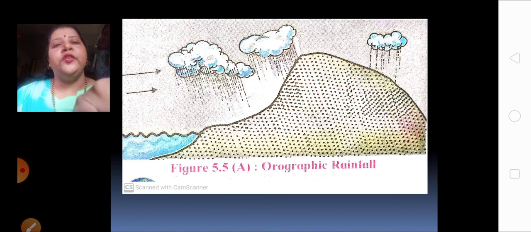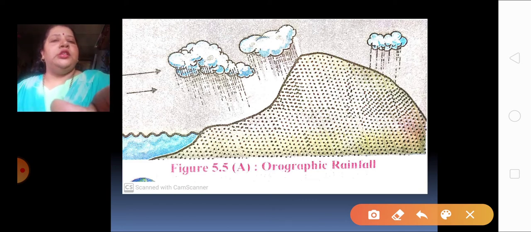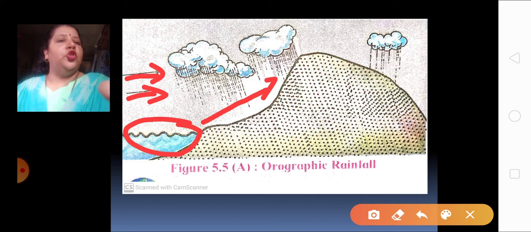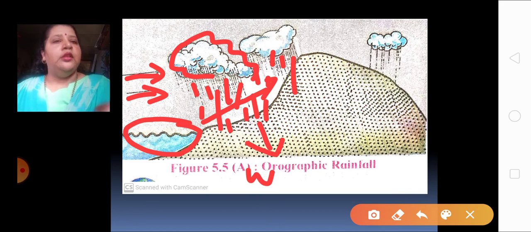Now children, if you see this picture over here, it is a picture from your textbook itself. This is your water body. The winds, you can see these arrows over here. These are the winds going. These winds travel upward like this, along the slope. And cloud formation is taking place, and just because of this, what happens? The rain falls over here, and this is called as the windward side. What is it called? Windward side.